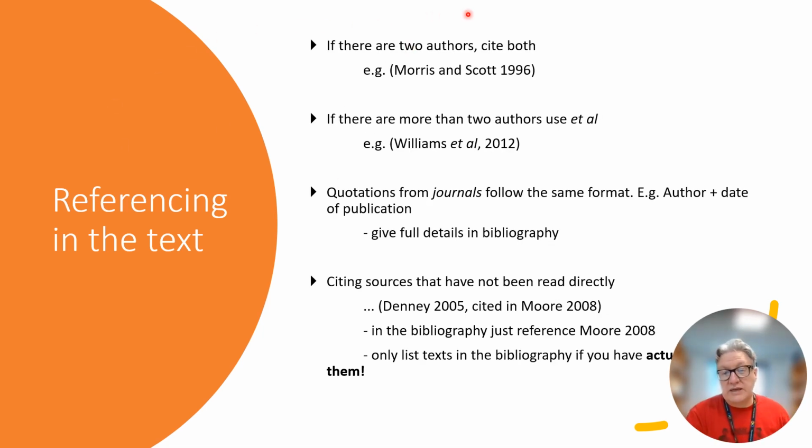When we reference in text, if there are two authors, we cite both. For example, Morris and Scott, 1996. Now, that, my friends, is an example not of a narrative citation, but of a parenthetic citation because it occurs in parentheses. We would always see parenthetic citations at the end of a sentence.